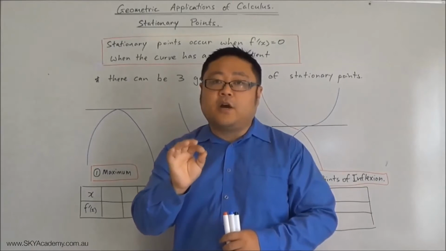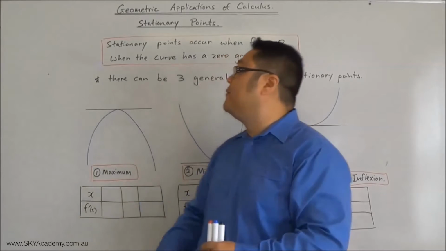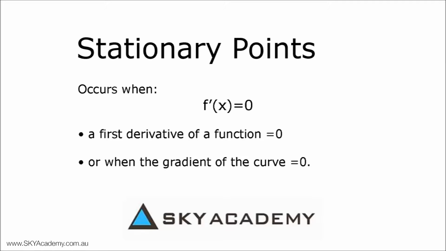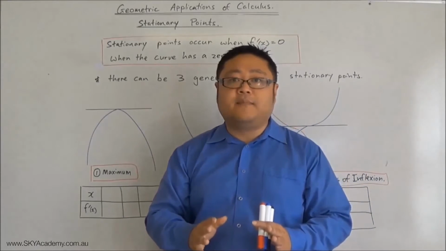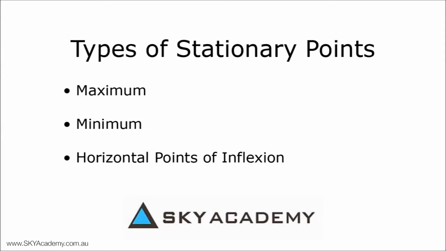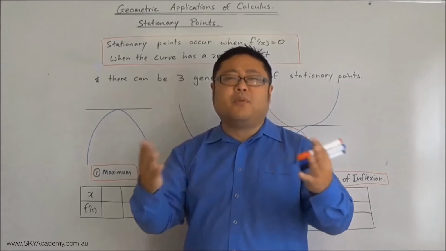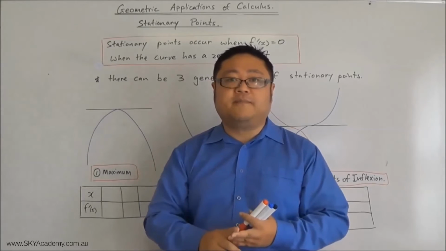So let me just go through a quick recap of what stationary points actually are. Stationary points occur when the first derivative of a function equals zero. It's when the curve has a zero gradient. And there's three types that I want to look at today, and they're on the board right behind me. They are maximums, minimums, and points of inflection. The plural of maximum is actually maxima, and of minimum, minima.